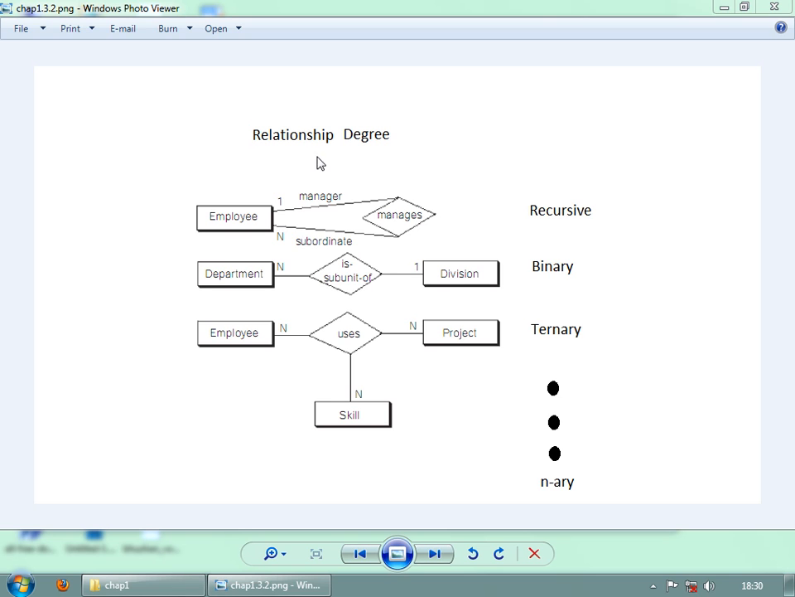The next aspect of relationship we are going to discuss is the degree. Now degree specifies how many independent entities are involved in a relationship. For example, in the first case, there is only a single entity having a relationship with itself. So it's a binary recursive relationship. Now in this case, there are two independent entities involved in a relationship. So this is a binary relationship. In this case, there are three entities involved. So it's a ternary relationship. Like this, you can have more than three entities involved, which is frankly very rare.